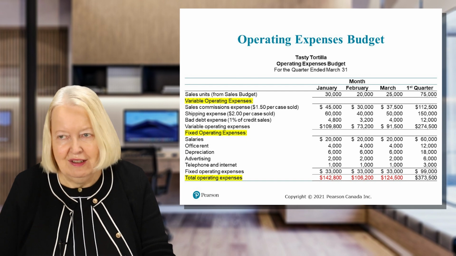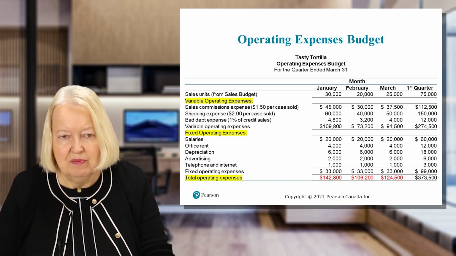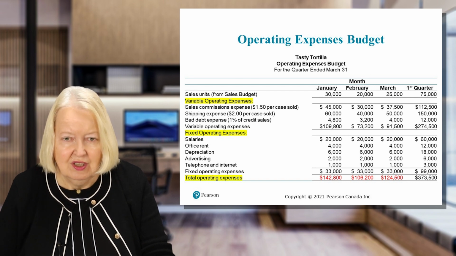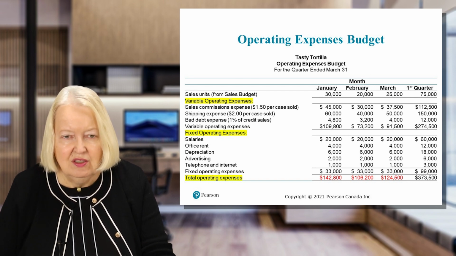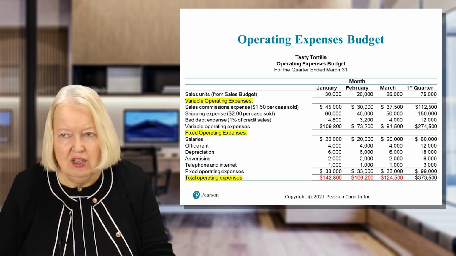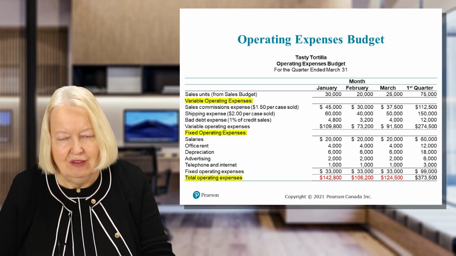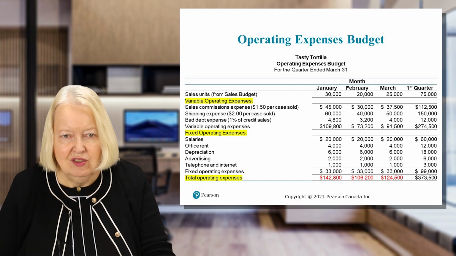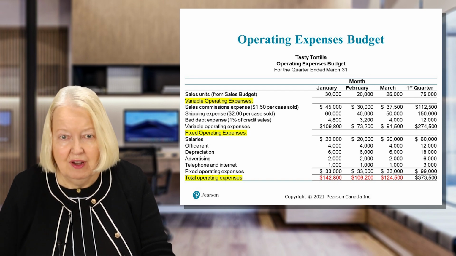The final category is your operating expenses. So this would be more or less your administration type of cost. Here, your operating expenses are linked to the number of units you're going to sell, not the number of units you have to make. So there's two types of operating costs.